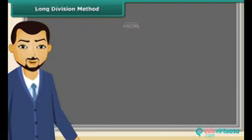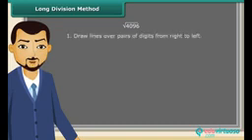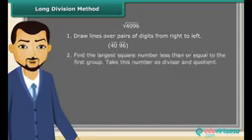For large numbers, the prime factorization method of finding square root becomes difficult. So we use long division method. Let us look at the steps. First of all, draw lines over pairs of digits from right to left. Next, find the largest square number less than or equal to the first group, that is 40.